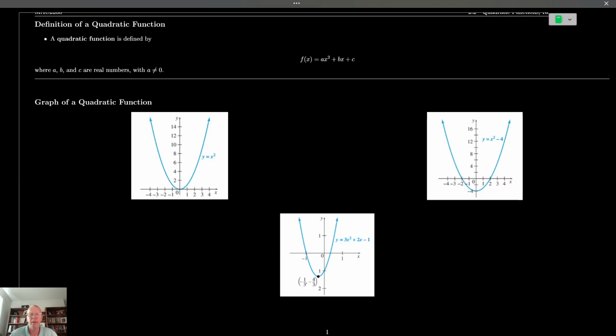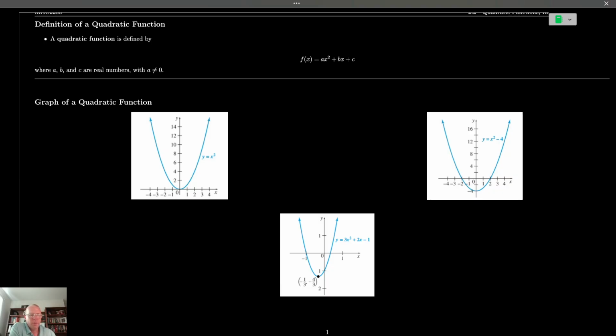But as far as using things like the vertex and translations and things like that, this is going to be more of a review to just familiarize you with this stuff, so that if it does come up, you'll already be familiar with it. So we'll start with the basic definition.